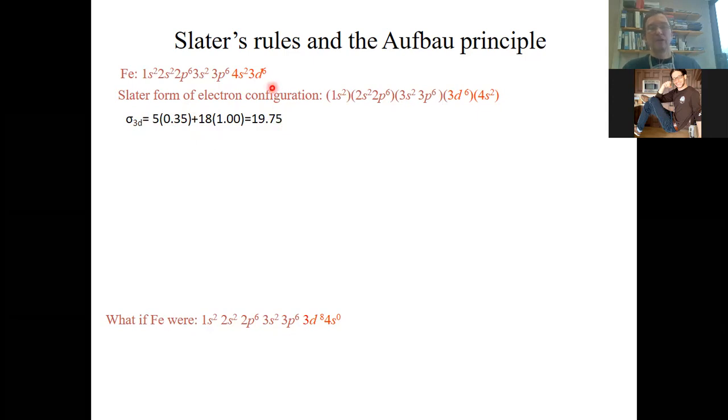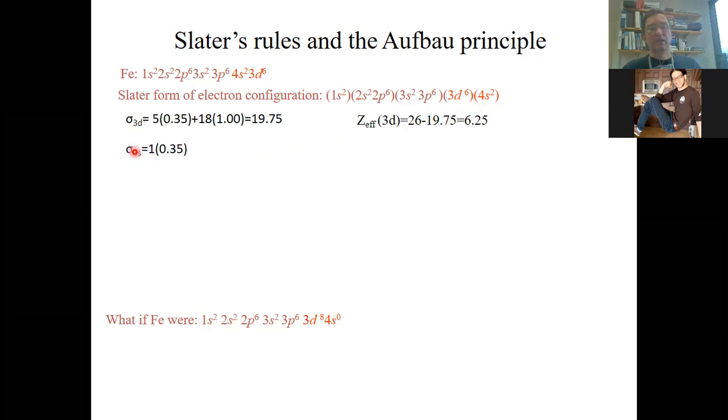So now we also have to look at the 4s electrons. So we look at one of the 4s electrons. But before we do that, we can directly also calculate the effective nuclear charge for the d electrons. So this is then 26 minus 19.75. So 26 is nothing else but the real nuclear charge, because the iron atom has 26 protons, and 26 minus 19.75 is 6.25.